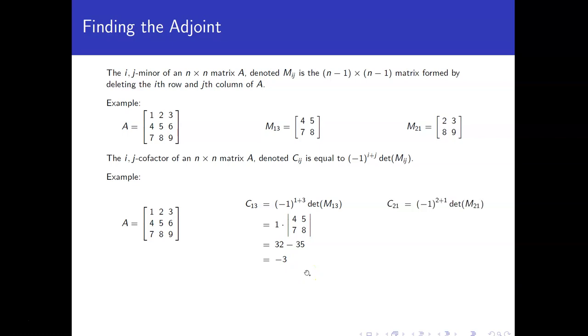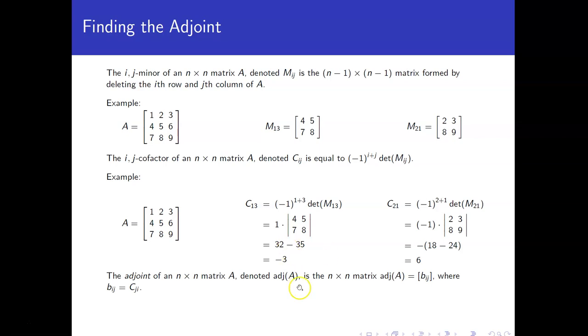Likewise, if we look at the 2, 1 cofactor, put 2 plus 1 up in our exponent, that just makes a negative coefficient out in front of our determinant, and we go through and calculate and get 6. Again, we've done computations like this in the previous video when we were talking about doing determinants by expansion by minors. So now we're ready to make the adjoint.